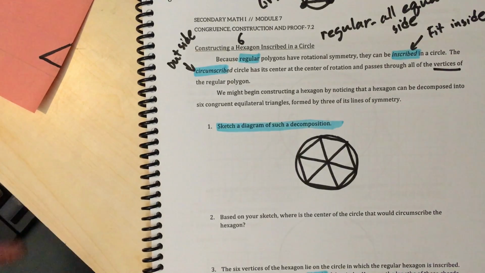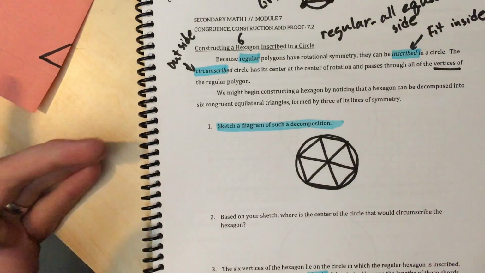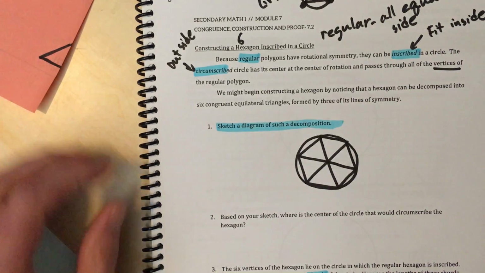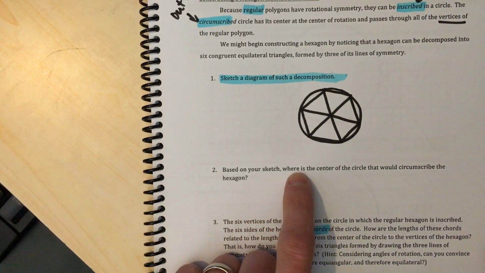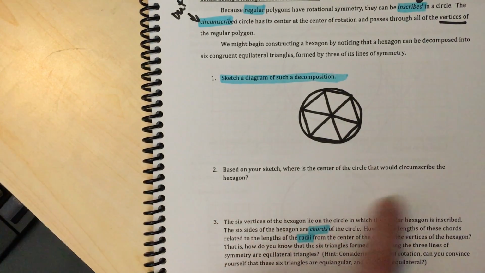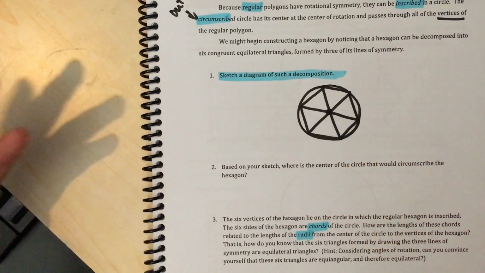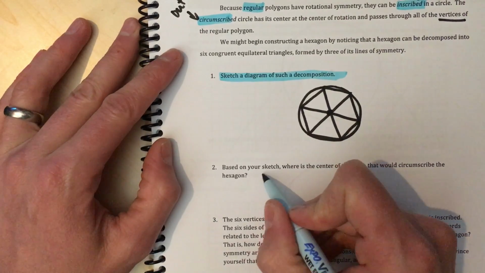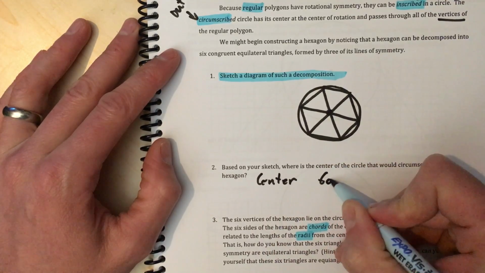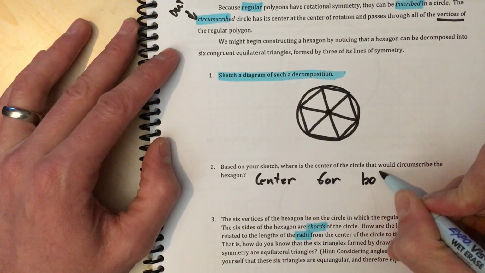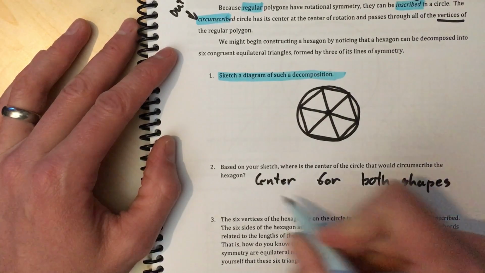If it's a regular octagon, it's going to have 8 equilateral triangles. And if you can start seeing the world in triangles, your world's going to get a little easier for math. Based on your sketch, where is the center of the circle that would circumscribe the hexagon? If you take a look at the center of the circle and the center of the hexagon, they're the same. So we can say that the center for both shapes is the same.